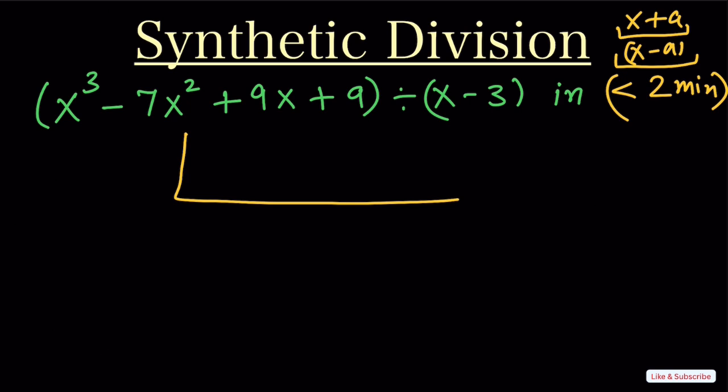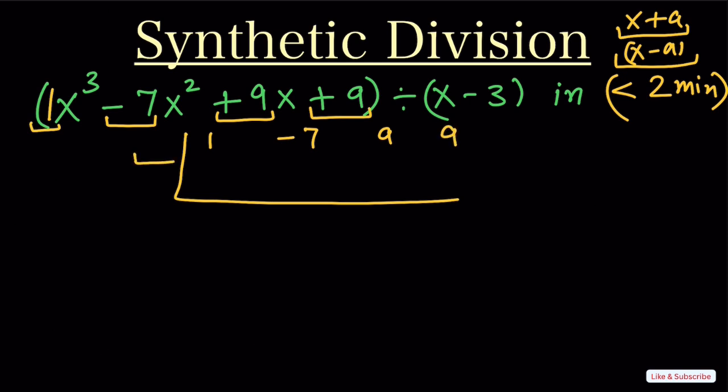That's where we will write the coefficients of the dividend. The first coefficient, of x cubed, is 1, so that's the first number, 1. The coefficient of x squared is negative 7, that's the next number, negative 7. The coefficient of x is 9. And the constant term is 9 right here.